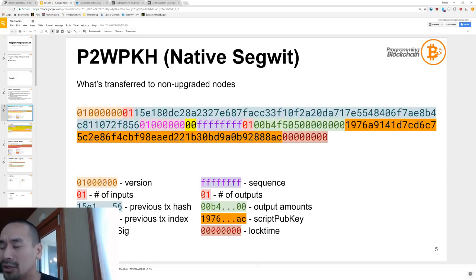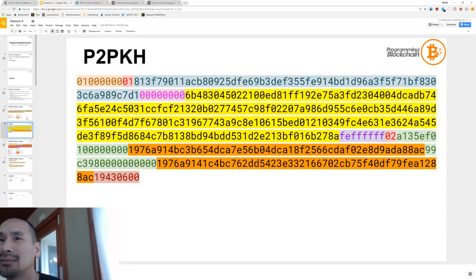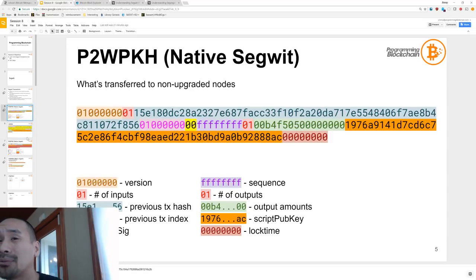validated. It has to have under 4 million block weight, versus the 1 million block size, which is what it was before SegWit. But yeah, this is what it looks like, stripped of witness data. And that, by the way, is what's sent to non-upgraded nodes, or nodes before 0.14.